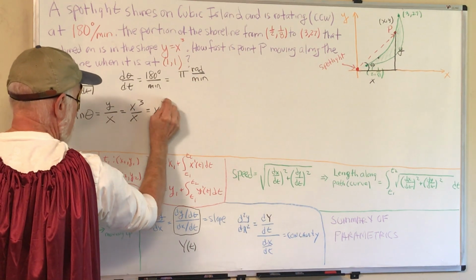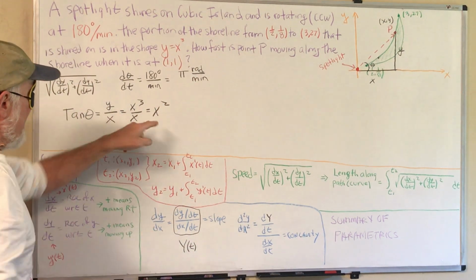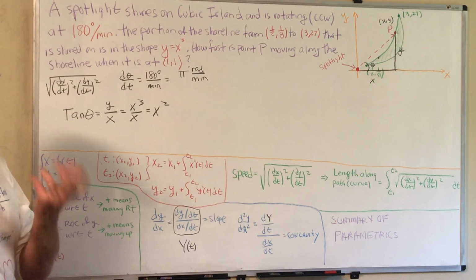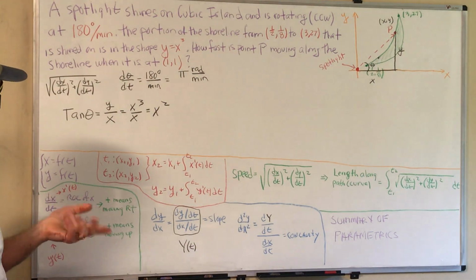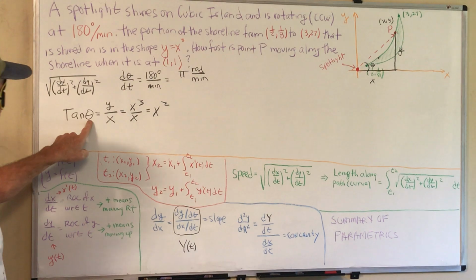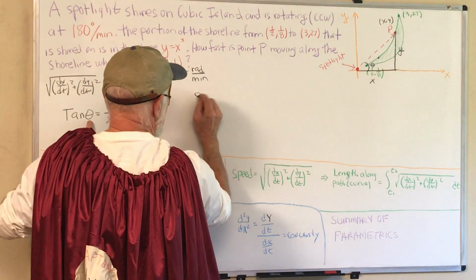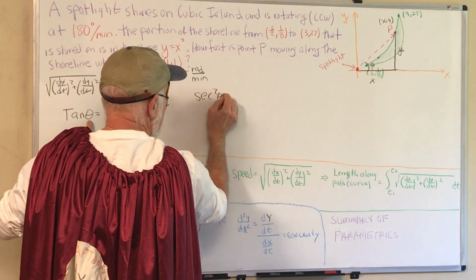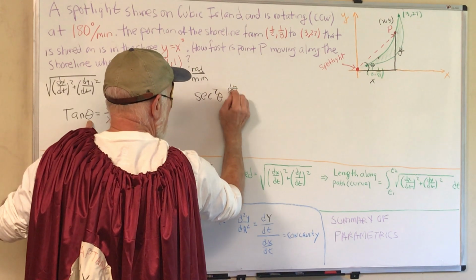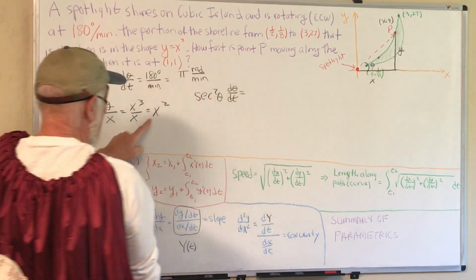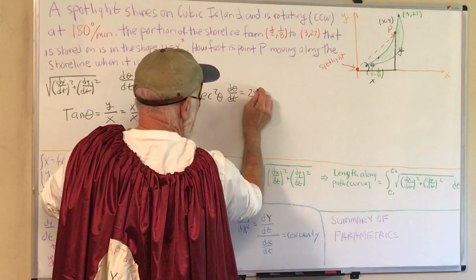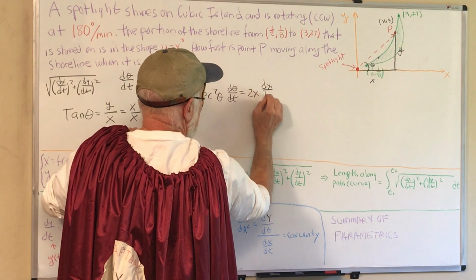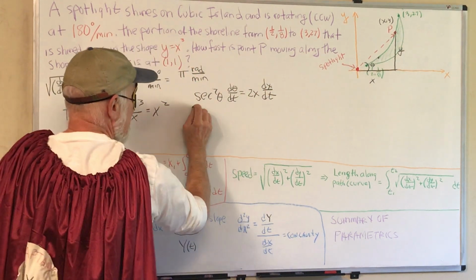So really, it turns out to be tangent of theta is x squared. So now what do you do in a related rate problem? You take the derivative with respect to time. So we get secant squared of theta times d theta dt equals 2x times dx dt.